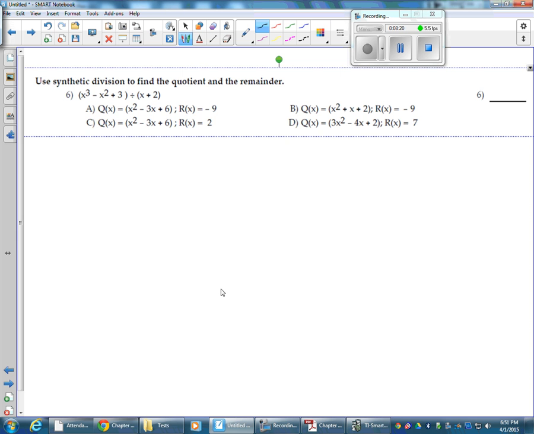All right, number 6, use synthetic division to find the quotient and the remainder. So I have x cubed minus x squared plus 3 divided by x plus 2. On the outside, I find the 0 of x plus 2 set equal to 0, so it's going to be a -2 on the outside. And then I'm going to write the coefficients of my terms up here. So 1x cubed, -1x squared. There's not an x, so I've got to put a 0 to hold the place. We talked about that in class today. And then 3 is my constant.